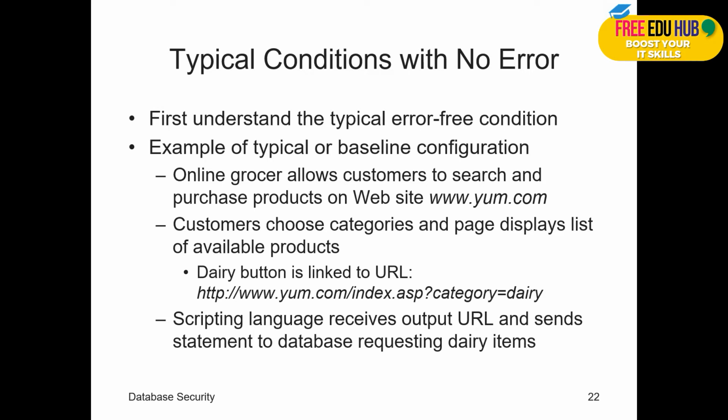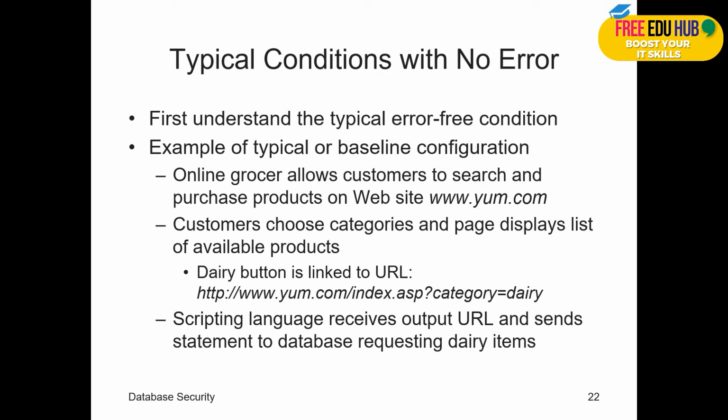Now the typical conditions with no error: if you pass a query or try to get the results, you'll get a result but there will be no error messages shown. An example of a typical or baseline configuration is an online grocer, which allows customers to search for and purchase products on yum.com. The customer chooses the category on the page, dairy, and the URL appears as yum.com/index.asp?category=dairy.